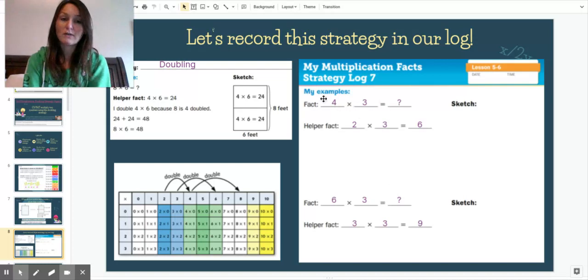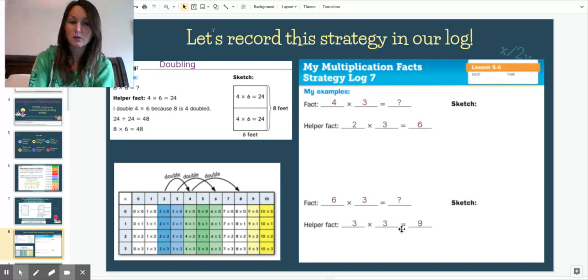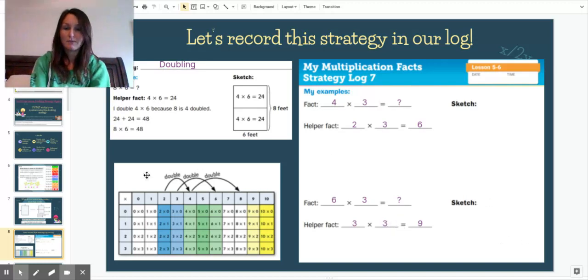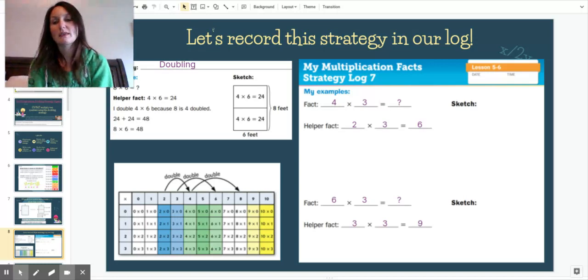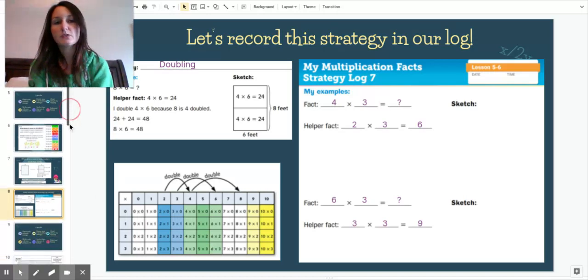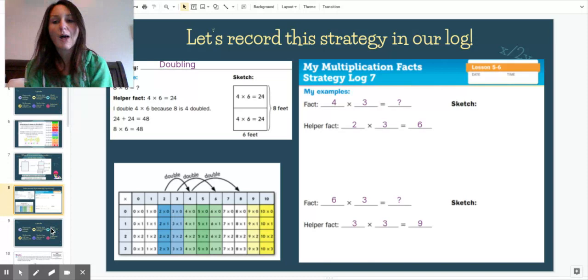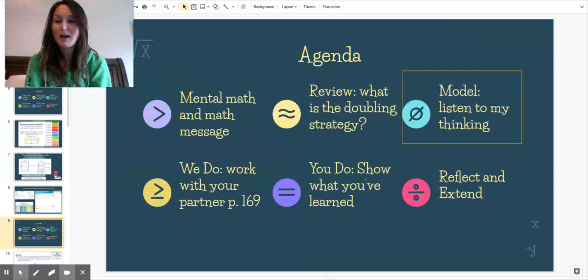Like the fact you're trying to figure out is 4 times 3 equals what? Well, you could use 2 times 3 equals 6, and then you could draw that out and show that you have one little box, another little box, and how you would add those up. And you could try it again with like 6 times 3. Well, you could use 3 times 3 that equals 9 to show your thinking. Okay, using those helper facts that we've learned to help us with this. So this would be a great thing for you to write down. I'm going to go ahead and pause now, and I'm going to come back to my model in just a second.